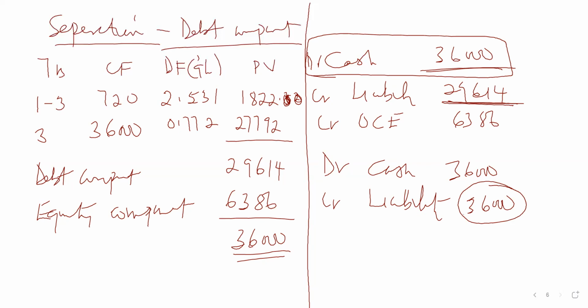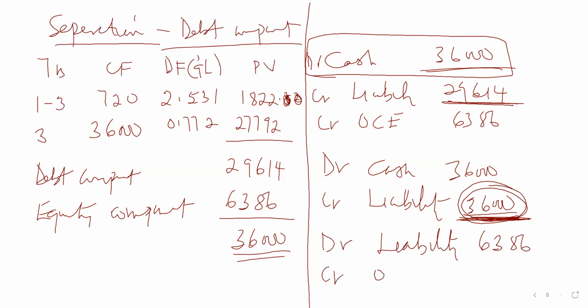So what we are going to do now is only adjust the amount in the liability. Liability is going to be having a credit balance of 36,000. So what do we do? We debit liability with 6386 to reduce it to 29,614. Then you credit other component of equity 6386. So the correct entry should have been debit cash 36,000, credit liability, and credit other component of equity.